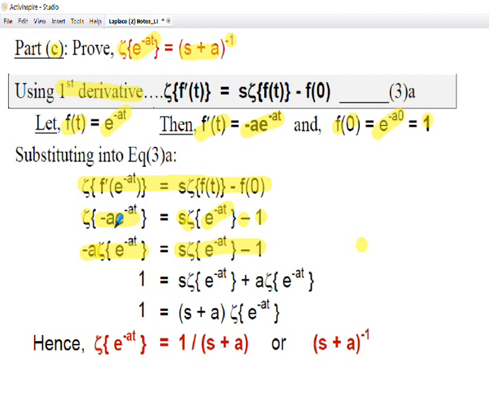On the next line I've added 1 to both sides to get the 1 on the left hand side, and I've added the a Laplace transform of e to the minus at to both sides to get that on the right hand side.